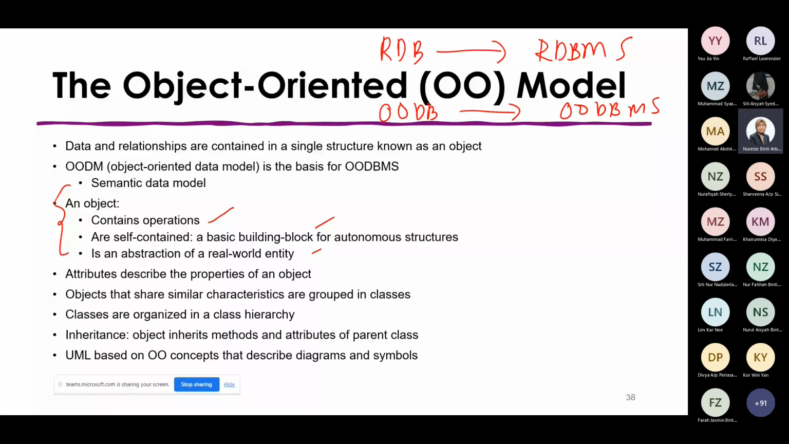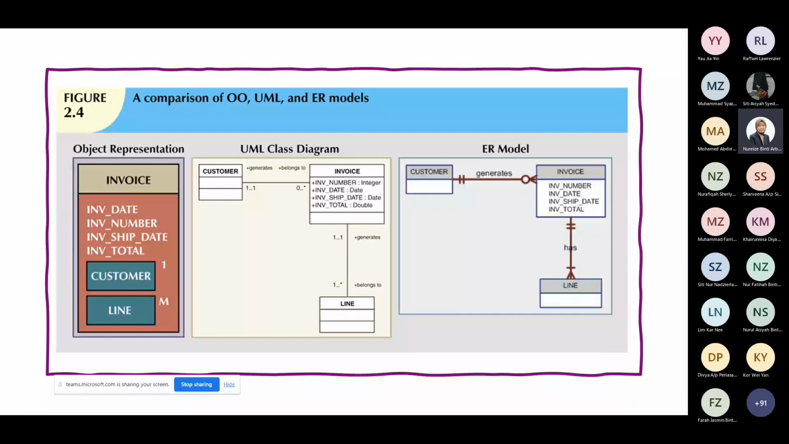The definition is the same whether it is in database, in system development, or in programming. The definition is consistent. The features include abstraction, inheritance, and also polymorphism. So the concept is the same. Now you can see the comparison of object-oriented UML and the ER model.